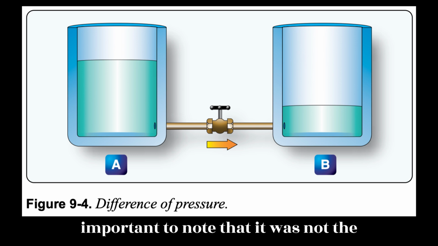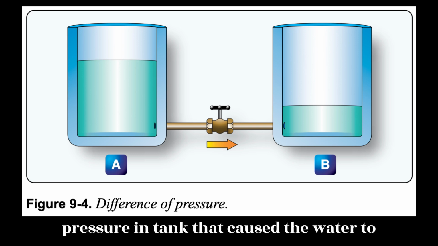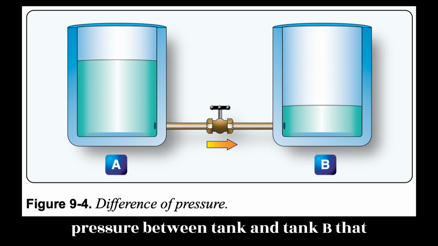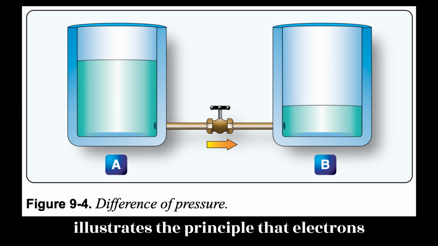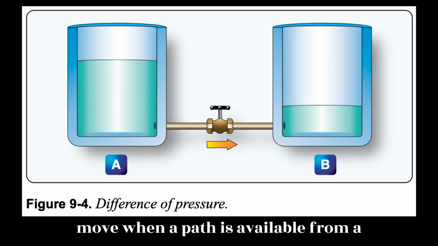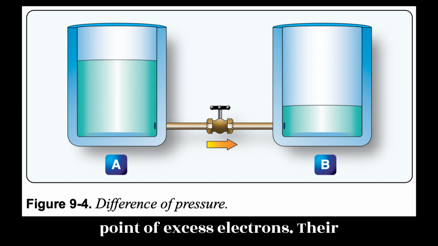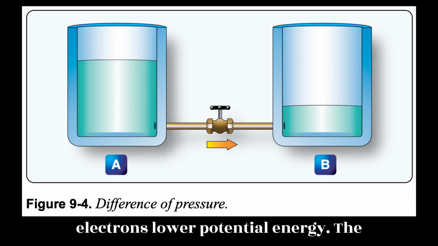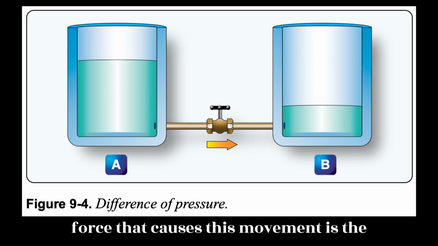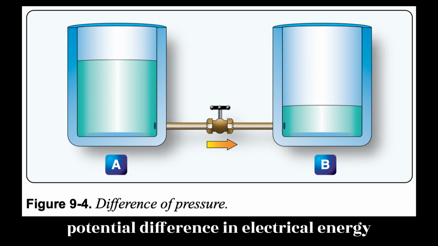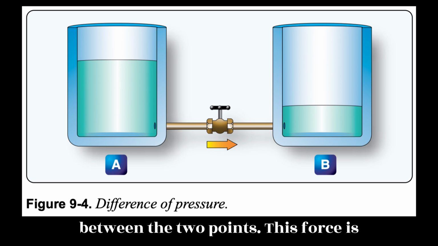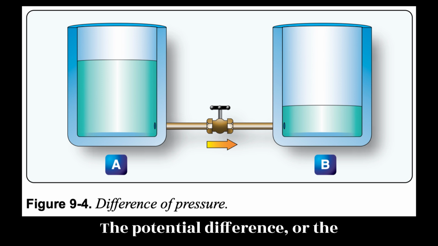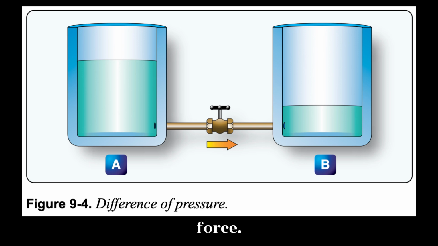It is important to note that it was not the pressure in tank A that caused the water to flow, rather, it was the difference in pressure between tank A and tank B that caused the flow. This comparison illustrates the principle that electrons move, when a path is available, from a point of excess electrons, higher potential energy, to a point deficient in electrons, lower potential energy. The force that causes this movement is the potential difference in electrical energy between the 2 points. This force is called the electrical pressure, voltage, the potential difference, or the electromotive force, electron moving force.